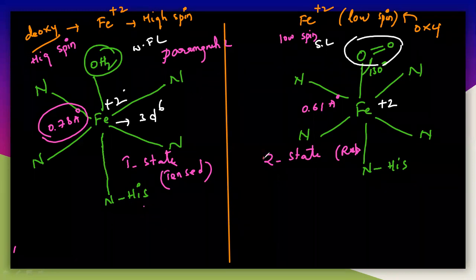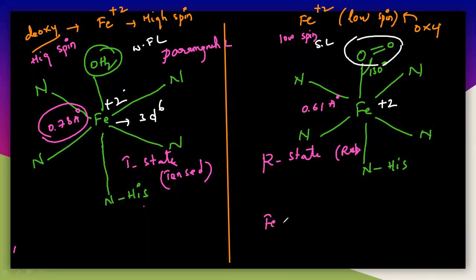In some books, why is it +3? Here the iron is coordinated with O double bond O, with 130 degrees. See here, iron is actually present in the +2 oxidation state. So see what happened.